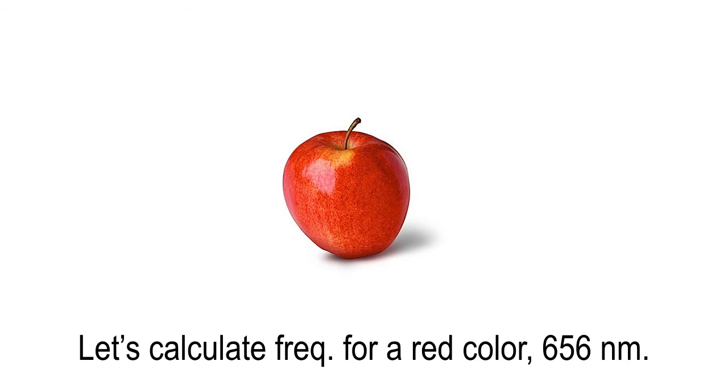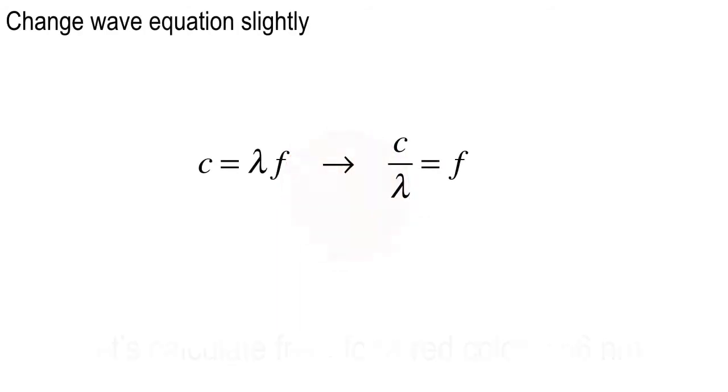And what we're going to do now is calculate the frequency for a red color of light, for which the wavelength is 656 nanometers. So write down 656 nm, and this is a very, very famous wavelength. nm stands for nanometer. Now, nanometer, what does that mean? It means a billionth, billionth with a B, B for Bravo. 1 times 10 to the minus 9 meters.